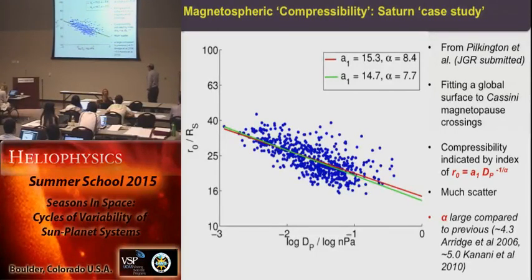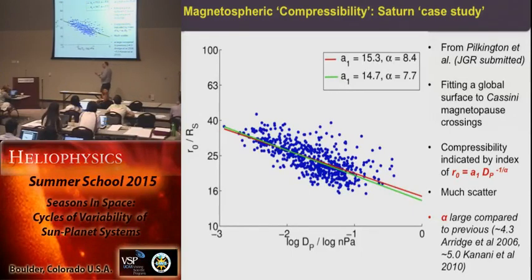Not only that, but we get alpha unusually large, which is a bit suspicious. It's unusually large not only compared to the vacuum dipole value, but also previous estimates of Saturn's magnetospheric compressibility alpha. So what's going on? We thought, well, there's just a lot of scatter in the data and alpha is not very well constrained.